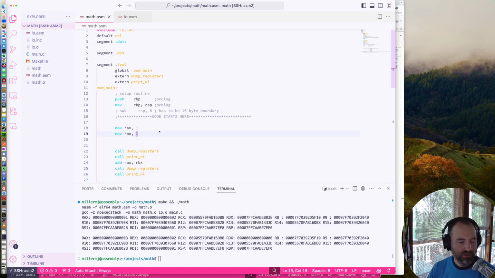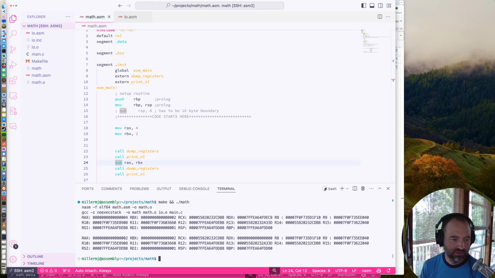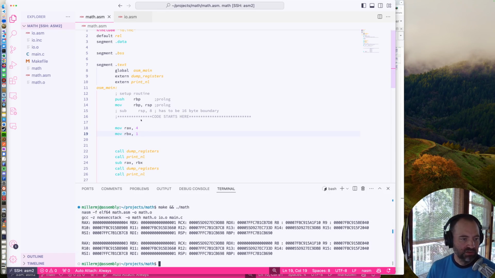So we can also do subtraction. So let's say we move into RAX the number 4, and RBX 2. We can call sub RAX RBX, and we'll take those 2 and subtract them. Well, let's do 1. That way we get a different number. So 4 minus 1 gives us 3. So that is our result.